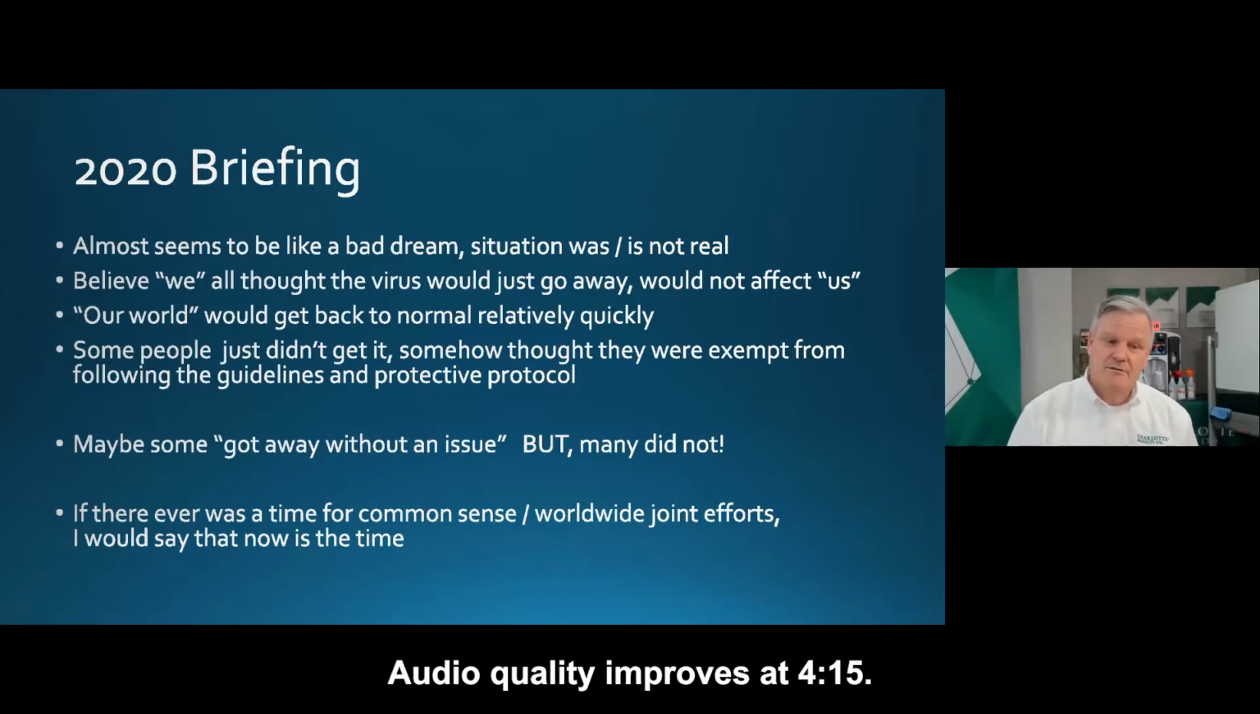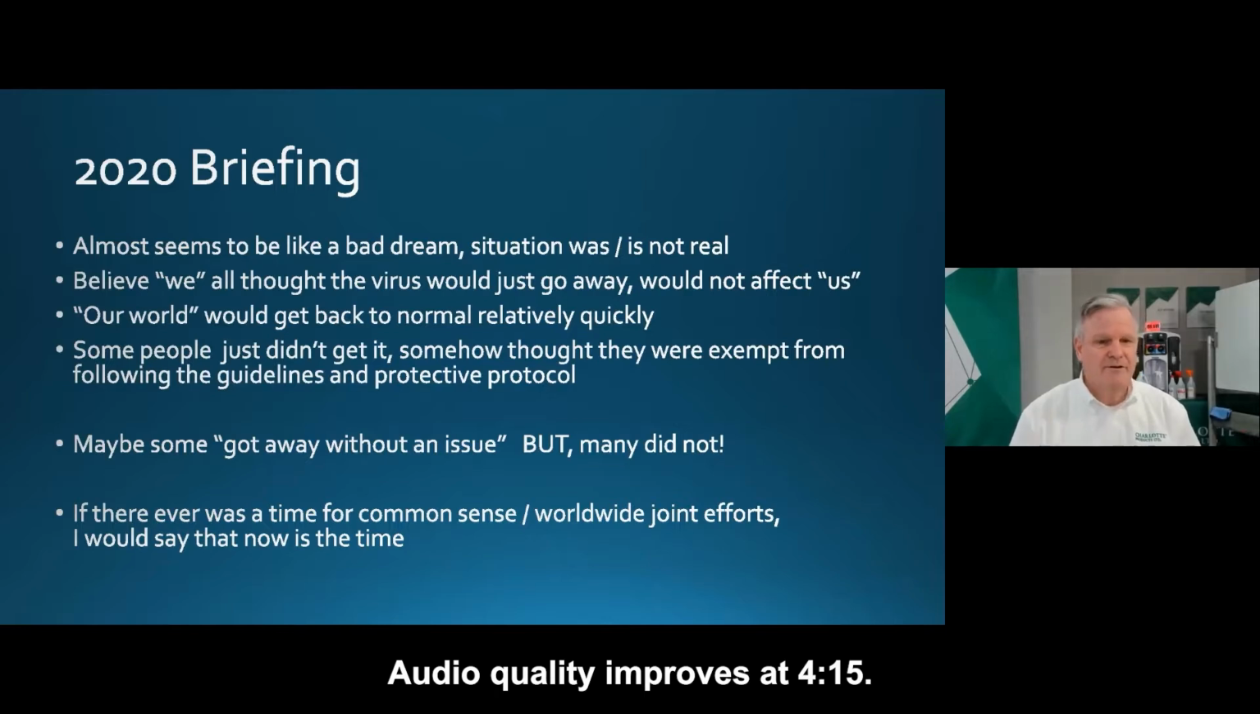Really, because quite honestly, some people just didn't get it. Somehow they maybe thought they were exempt from following the guidelines and protective protocol. And believe me, I know some of the statistics: in Canada alone, 50% of the people traveled at Christmas and visited with friends and relatives. If it's 1%, that's a whole lot better. But when it's 50, that's really across the board. We're all messing up. Some of us may have got away with our issue, but many did not. And that's really the sad part of the whole situation.